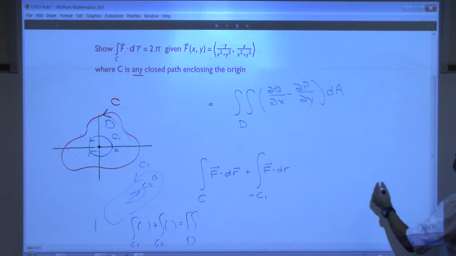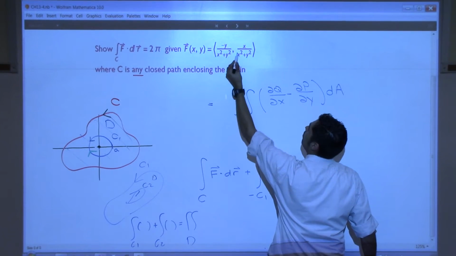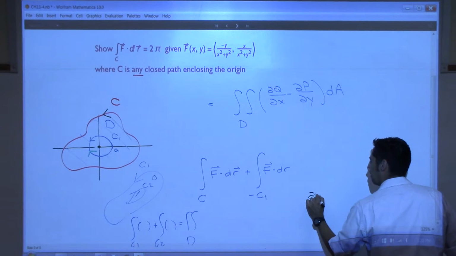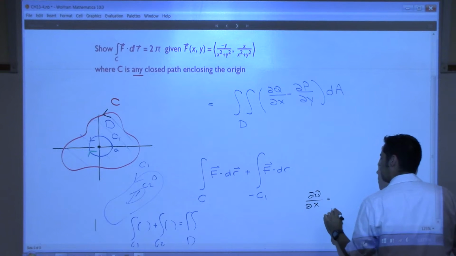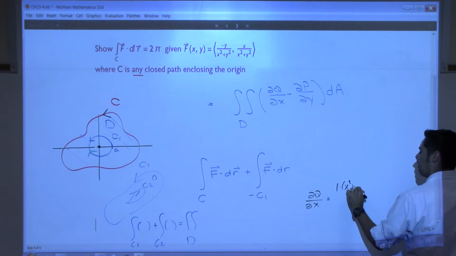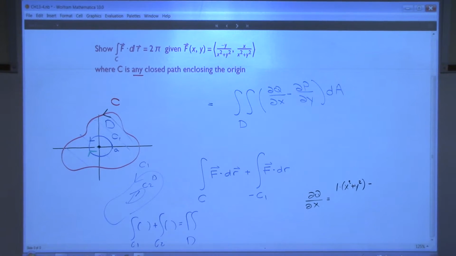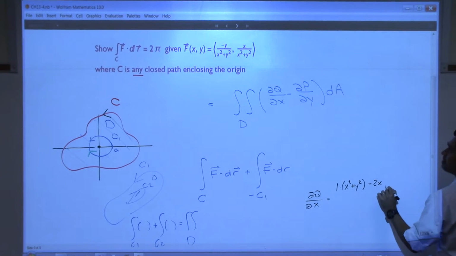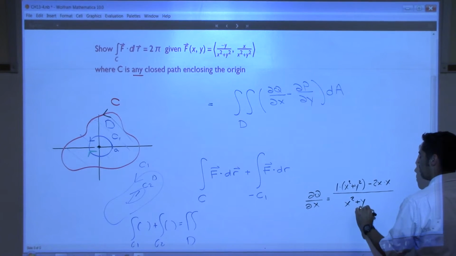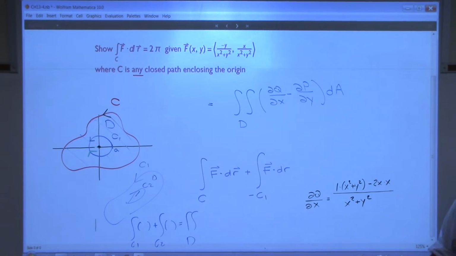What is the partial of Q with respect to x? You have to do a quotient rule, don't you? So I'm going to do that right here. Partial of Q with respect to x is equal to derivative of the top times the bottom minus the derivative of the bottom, 2x times the top, all over x squared plus y squared, squared. Are y'all all right with this?